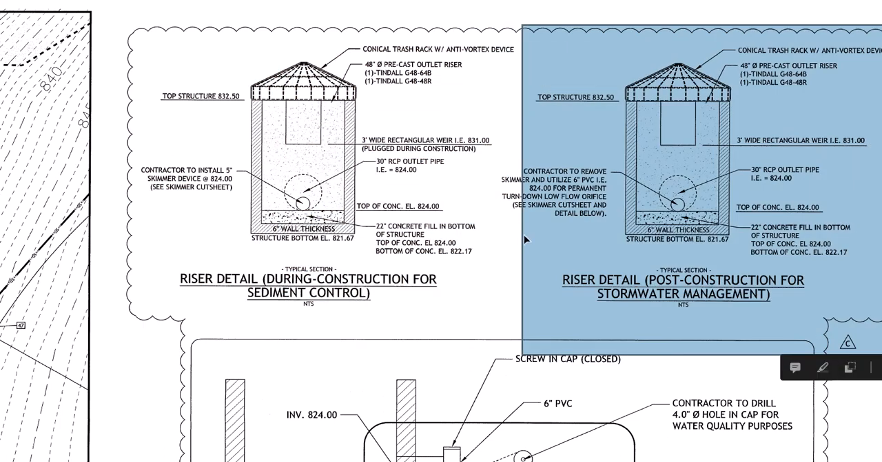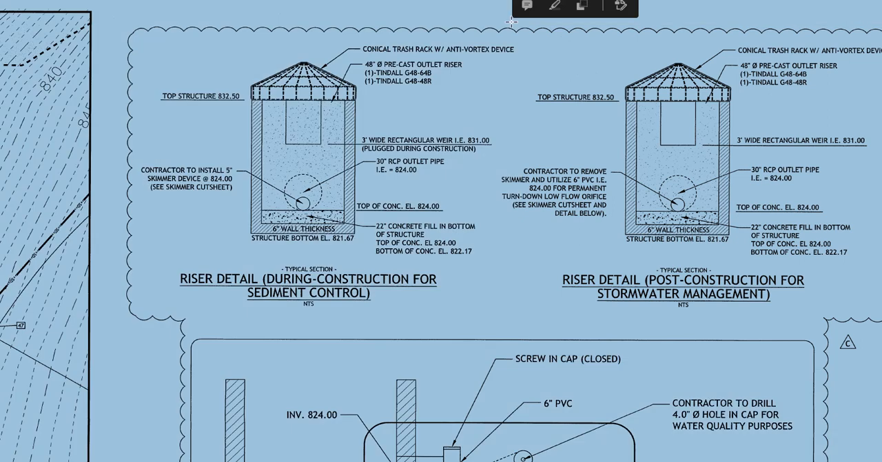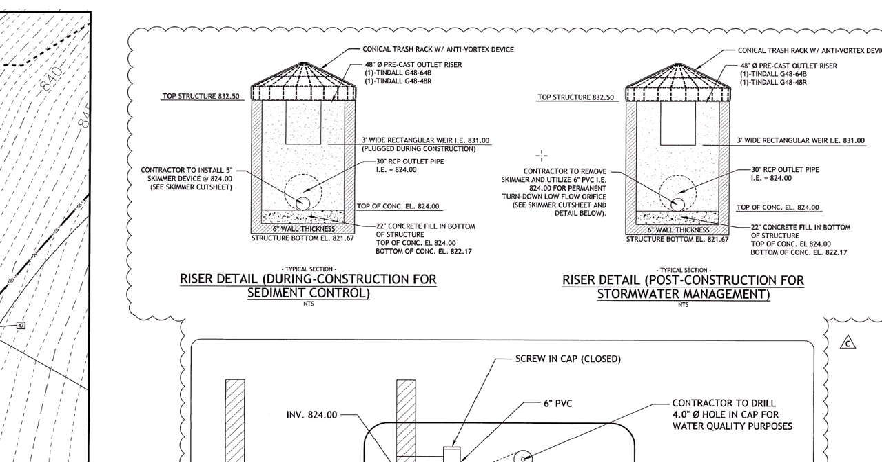And this is what I prefer as a plan reviewer, and typically I think this should be provided. But obviously we're going to be looking at the post-construction riser detail since we're looking at the post-construction hydraulic calculations. So we're looking at the outlet barrel and we're seeing if it was a 30-inch RCP at invert elevation 824, and that is correct.